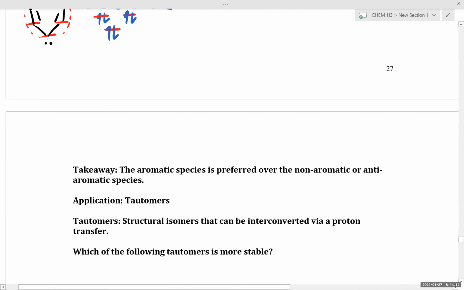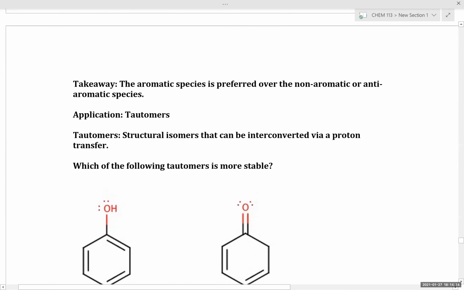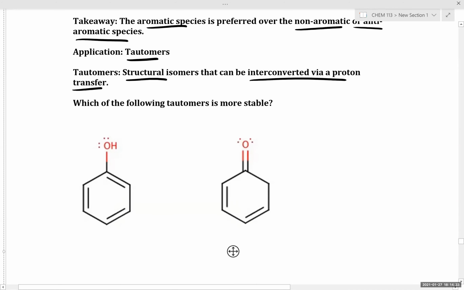Let's take a look at another example. Generally the aromatic species is preferred over the non-aromatic or anti-aromatic species. This often comes up when we start to talk about tautomers of phenol. Tautomers are structural isomers that can be interconverted via a proton transfer. Looking at these two structures, which of the following tautomers is more stable?